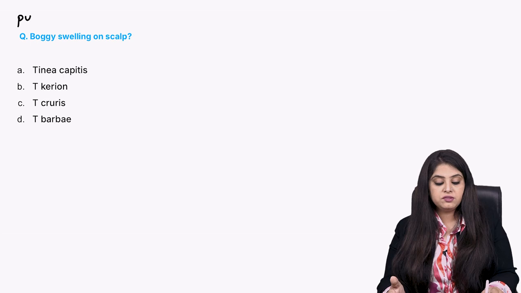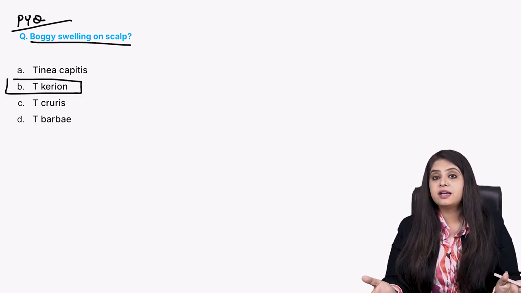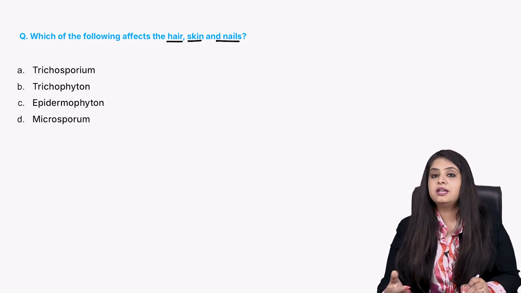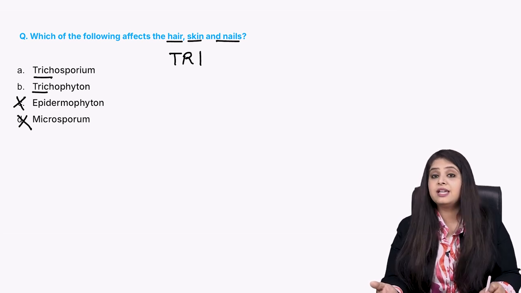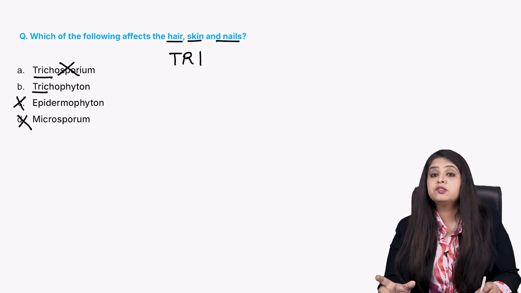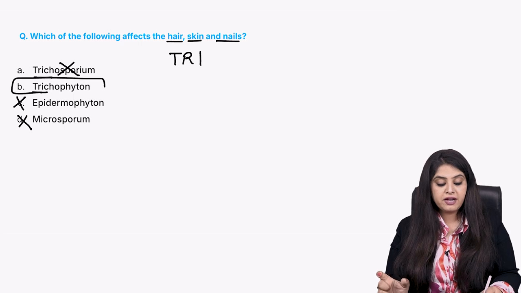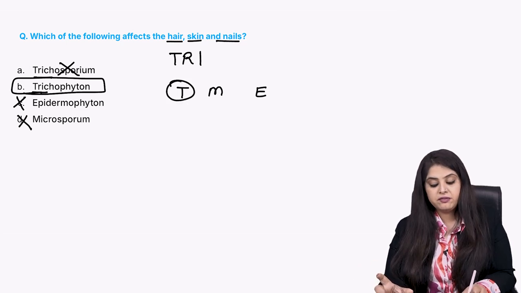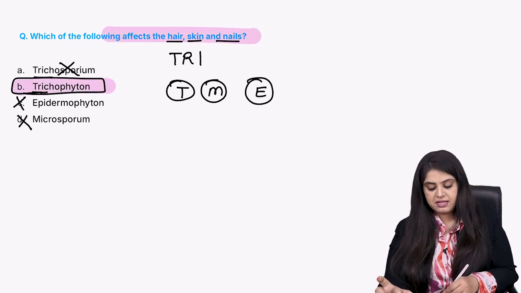The next question is a previous year question favorite, that is boggy swelling on the scalp, that is also known as kerion. Kerion is caused by Trichophyton mentagrophytes and verrucosum, as I taught you. The next question, which of the following affects all three, hair, skin and nails? So it was the tri, but now it's not Epidermophyton and Microsporum, it's the tri. But I hope you didn't get confused. Is it Trichosporon beigelii? No, the beigelii one was causing white piedra. It is Trichophyton. I told you that under the three dermatophytes, you had to put all phyte: Trichophyton, Microsporum, Epidermophyton. So the answer over here is Trichophyton.